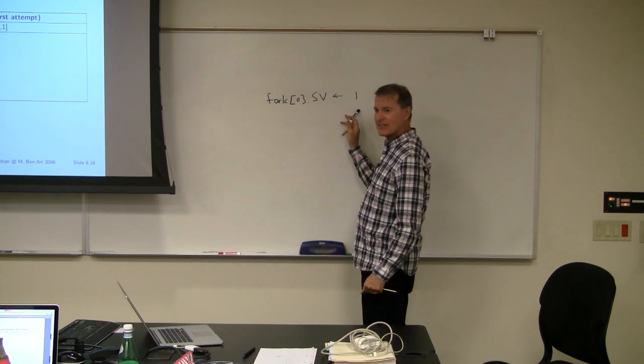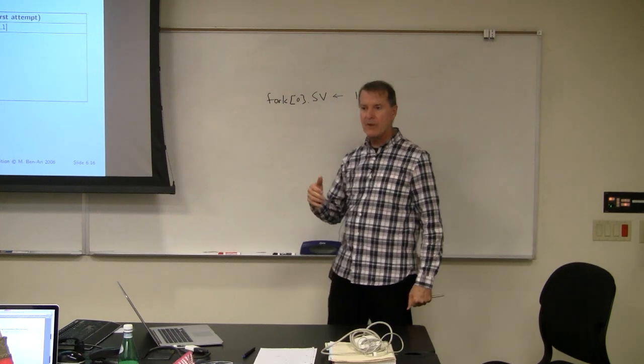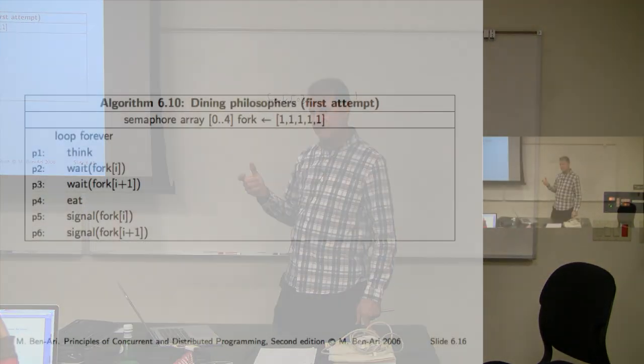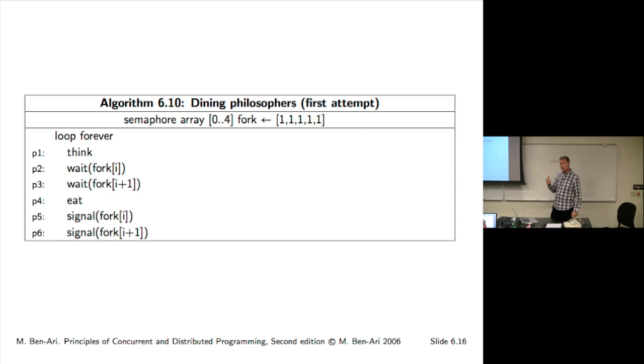The reason it's initialized to 1 is that whenever we want to pick up a fork, we execute wait. And what does wait do? If the number is positive, it subtracts 1 from it, and it just goes on, it doesn't wait. But if someone else does a wait when it is 0, will it subtract 1 and make it negative 1? It'll get blocked. So 1 means that one fork is available. That's the intent; that's how we're going to use it.